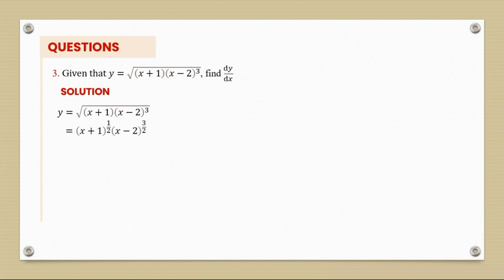So this can be expressed this way. But because we already have a power 3 on this bracket, we now have 3 times a half, which is 3 over 2. Now we're going to let u be represented as (x plus 1) to the power of a half.